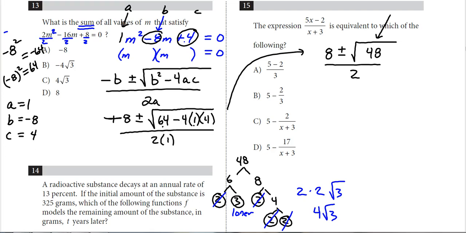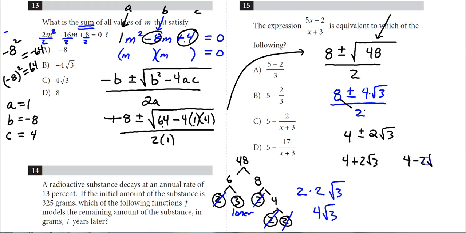So I'm going to clean this up a little bit up here. This is 8 plus or minus 4 radical 3, all divided by 2. And now when we divide that out, 8 divided by 2, I get 4, and plus or minus, then 4 divided by 2, I get 2 radical 3. And here's kind of where things get a little bit interesting. So I have 2 answers now. I have 4 plus 2 radical 3. That's one answer. And then I have 4 minus 2 radical 3.